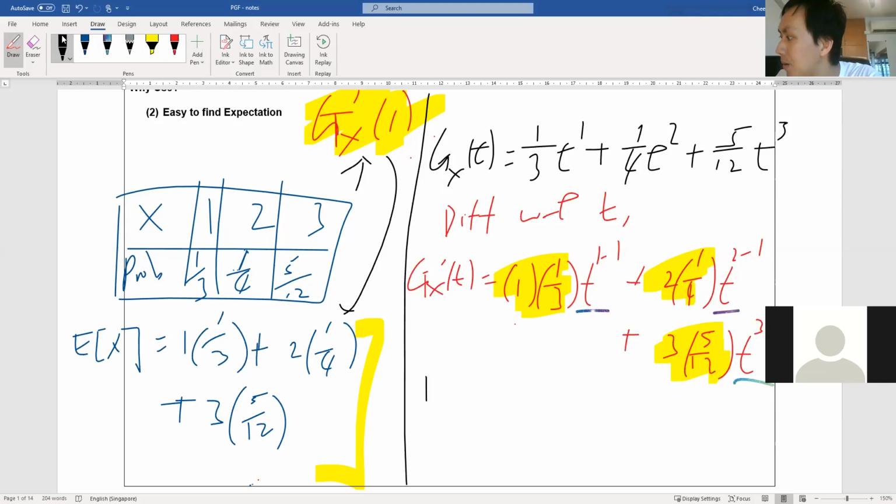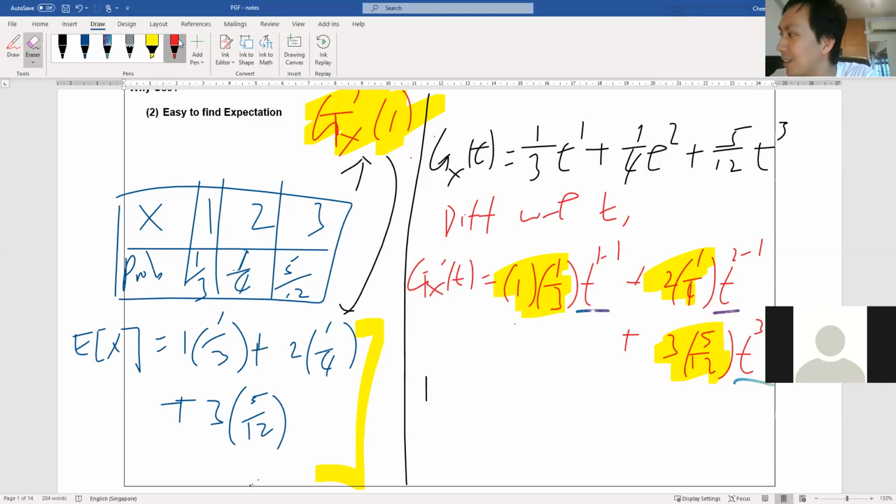Sir, why is it t to the power 3 minus 2? Where was the t minus 2? In the Gx prime t, the equation that you have. Why is it t to the power 3 minus 2? Oh, sorry, minus 1. Oh, 3 minus 1, okay.